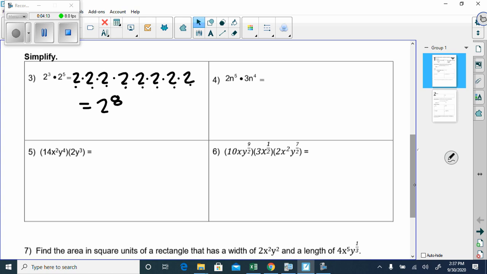Let's see if we had used their rule. Their rule was just to add the exponents, right? So in our case, that would be 3 plus 5. And what is 3 plus 5? 8. So the rule works. So we're going to multiply the coefficients, but all we have to do is add the exponents. Okay? So here, I would actually multiply the numbers. What is 2 times 3? Good. But then I'm just going to add the exponents within. So 5 plus 4. Good. And there's my answer.